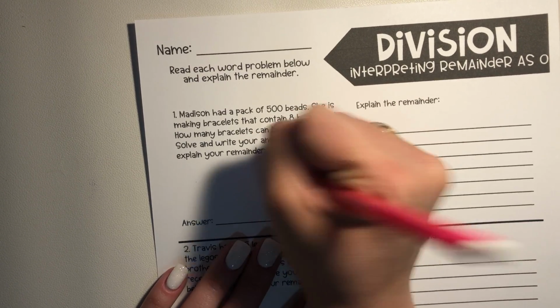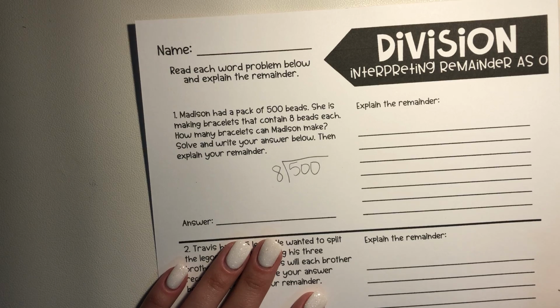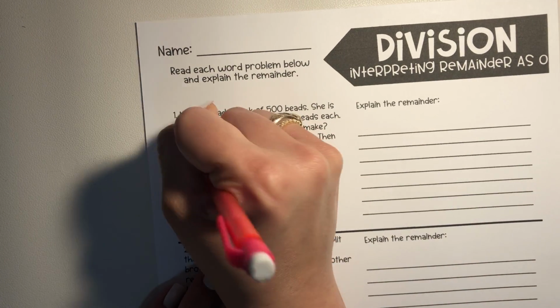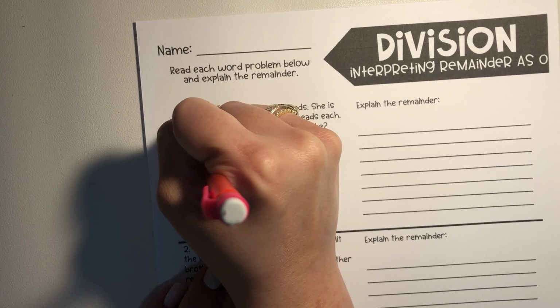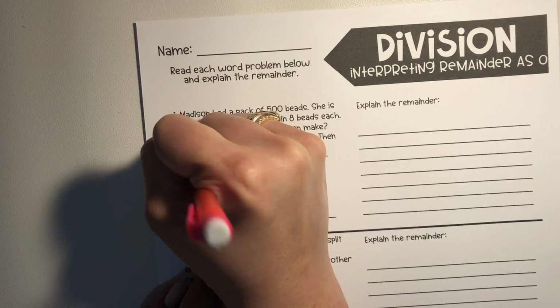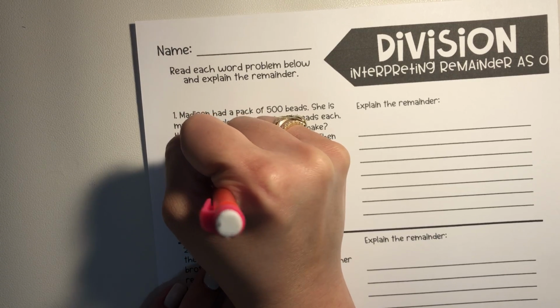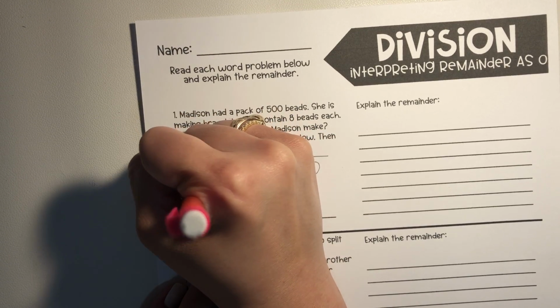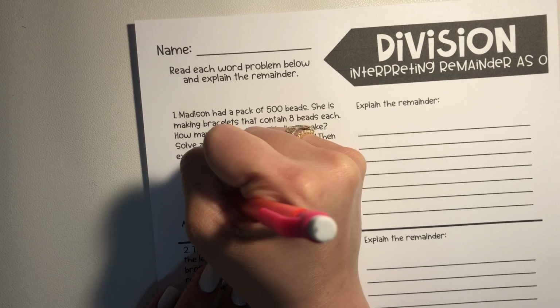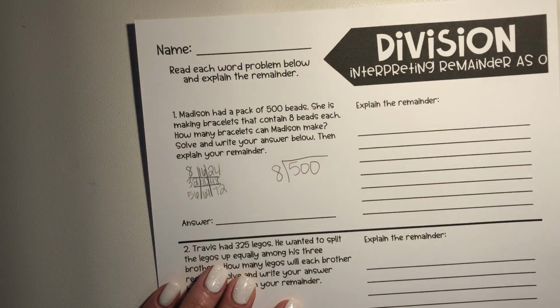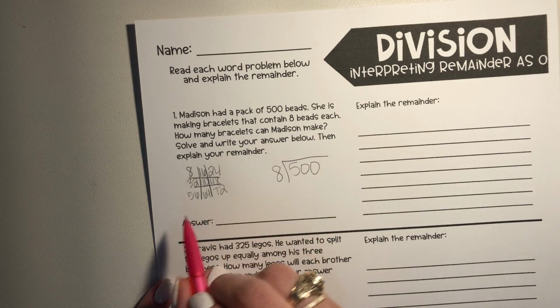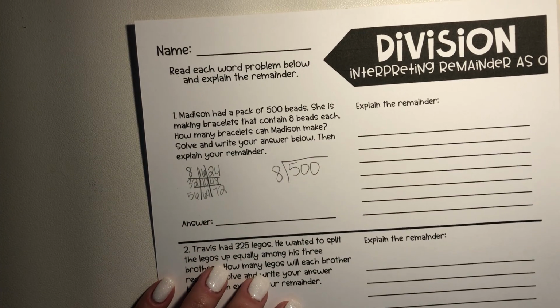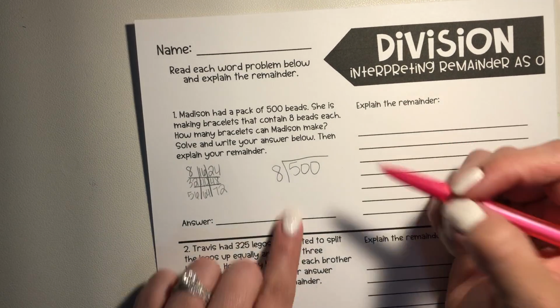500 divided by 8. So I've set up my house. I'm going to do my tic-tac-toe off to the side here. 8, 16, 24, 32, 40, 48, 56, 64, and then 72. So I know it's small, sorry guys, but it's there. I don't want to take up too much space. 8, 16, 24, 32, 40, 48, 56, 64, 72. There we go. So now I'm going to start dividing.